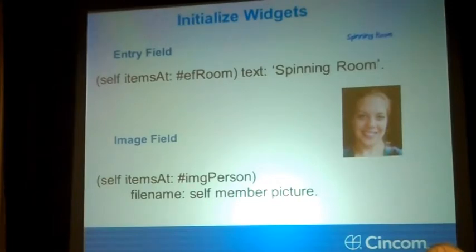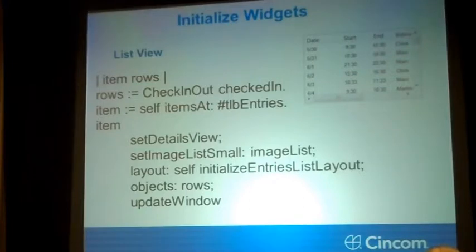If we now initialize a widget, it is very simple. Take the widget, assign a text, for example, for an entry field. For an image field, we simply supply the file name, and the update is being done. The list view is a bit more complex. We fetch the rows of the database, and then we tell the widget we want a detailed view, which is the rows and columns. We give it the image list, we give it the layout for the columns, we give it the objects. All the rest is done by the list view itself.